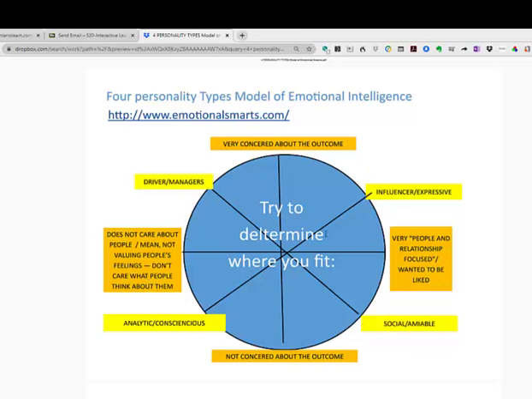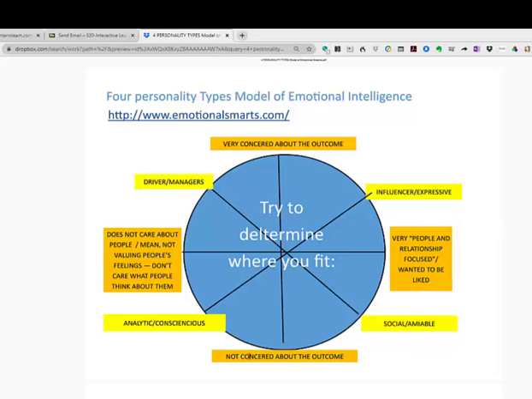The other end of this dimension is they're very people and relationship oriented. They want people to like them and they want everybody to be happy. So they might be party planners or event planners, counselors, or people who work in interpersonal situations.